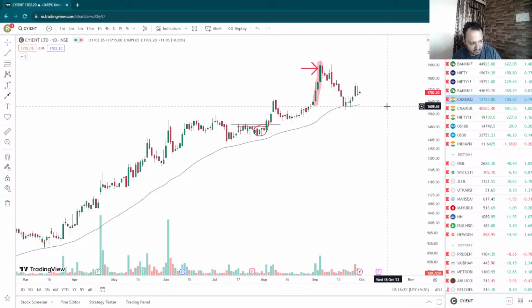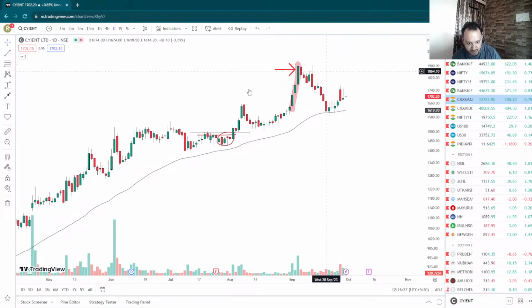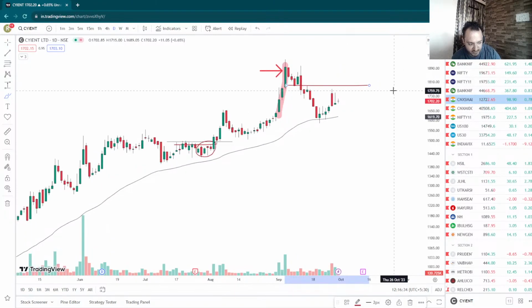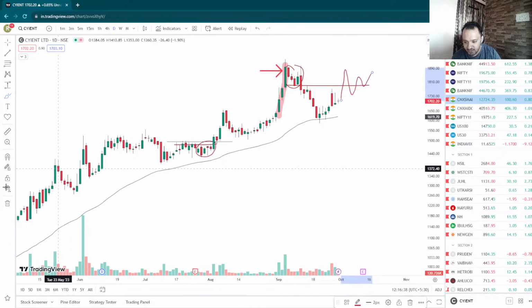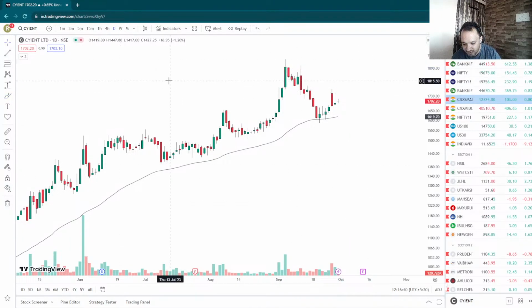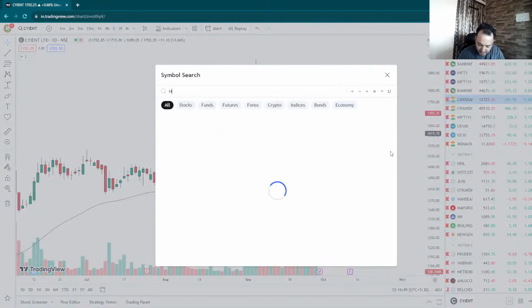So even if it breaks out, it's going to take days or weeks. So what is the point of wasting that time? All right, and now there is a big supply here which might take time as well. So after a big move, after a climactic move, big candles continuously, 2-3 days of a big up move, it's better to exit. Trust me, you will benefit.